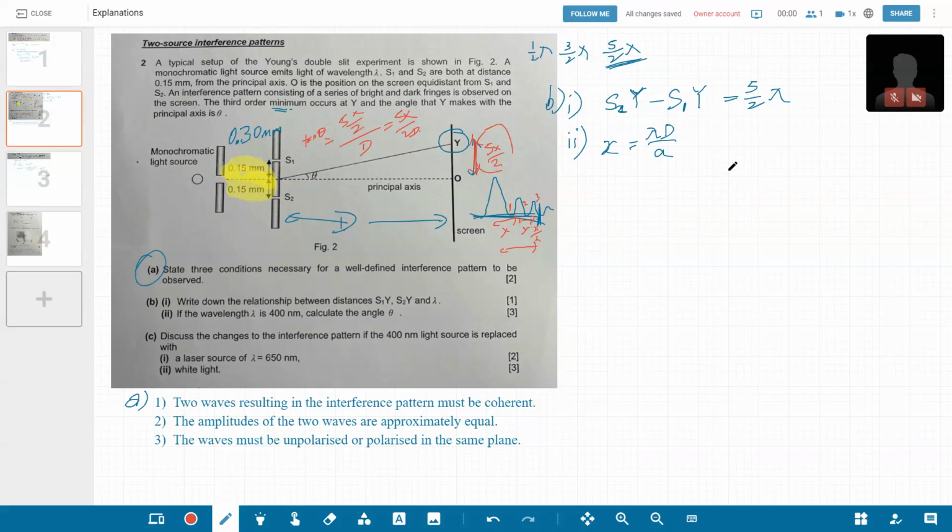You can actually write this down somewhere as part of your working as well. So we know that tangent theta equals 5x over 2 divided by d, which is 5x over 2d. Now, from the first equation here, x over d equals lambda over a. And now you have lambda, 400 nano. You have a, which is 0.3 mm.